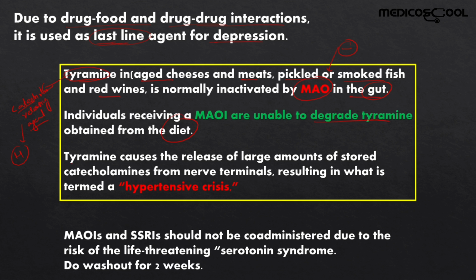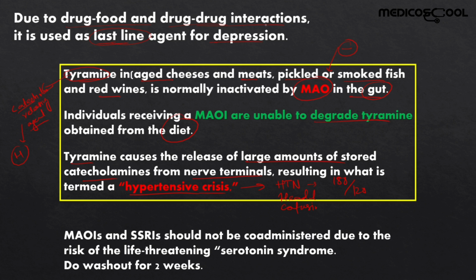So in turn there is an increase in tyramine, and when it is absorbed from the gut, it causes the release of a large amount of stored catecholamines from the nerve terminals, and it can result in a hypertensive crisis, which is characterized by very high blood pressure, like 180 by 120, headache, and a confused state, etc. These are the symptoms of the hypertensive crisis.